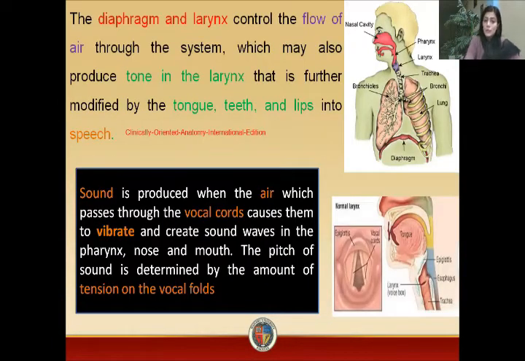Now, here you will study the functions of the diaphragm and larynx, how these work in order to create the tone, the pitch, and the voice. Here you will study the function of the tongue, teeth, and the lips. You will study how these work together in order to create speech.